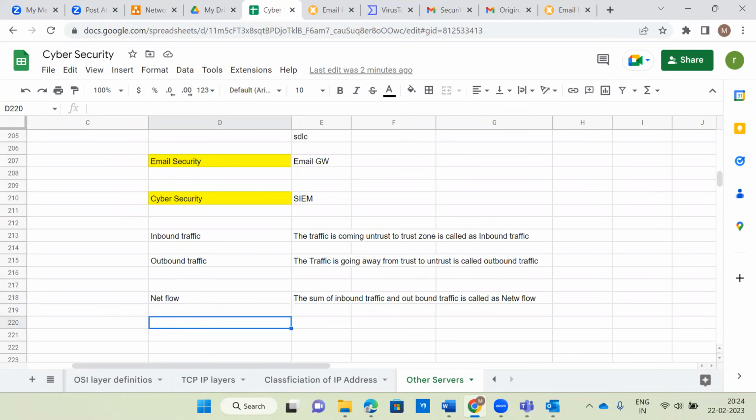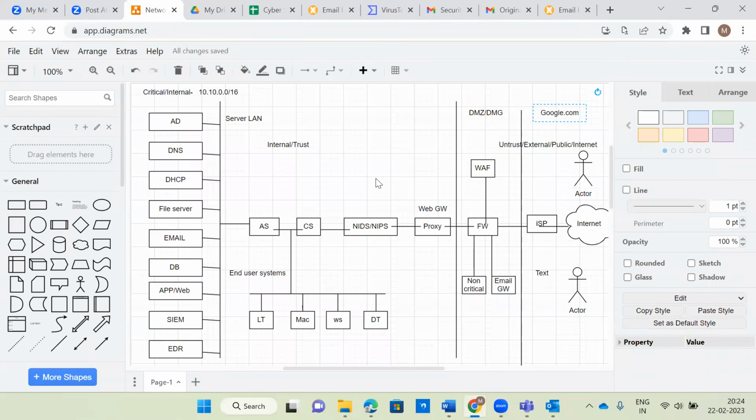So next one is defense in depth. Give me 5 minutes, I will complete. Defense in depth is a layered approach. Take the example of an onion. An onion has multiple layers, more than one layer. In a similar way, depth means so many layers.